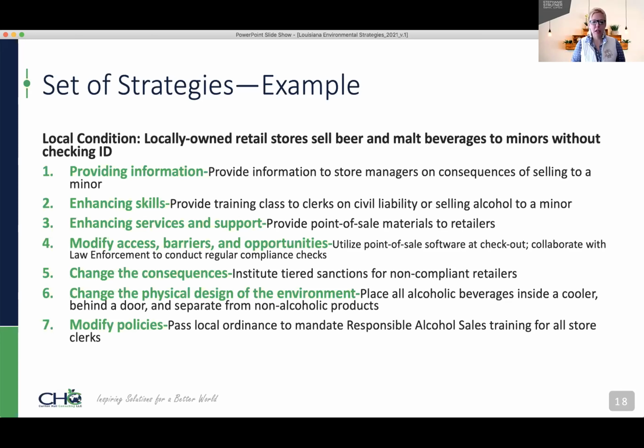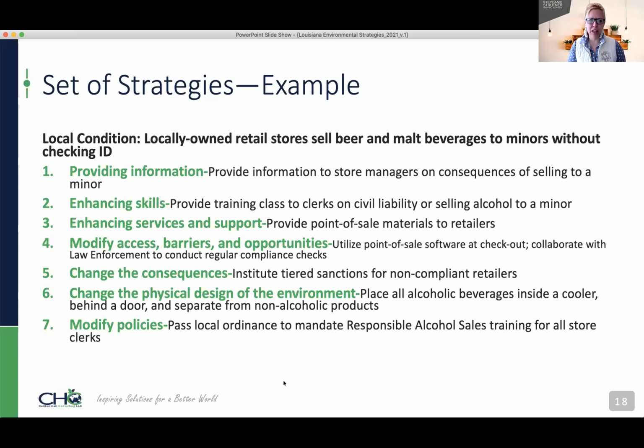So physical design for beer and tobacco and drug paraphernalia sales, especially in stores, can really affect how youth are accessing those products. Modifying policy, like passing a local ordinance to mandate responsible alcohol sales training for all store clerks. So depending on state laws, some states require that people who sell liquor be trained, but not everybody who sells beer always has to be trained. And so making sure that there's consistent training for store clerks, but also that somebody is checking to make sure that the store clerks have had their training and that they're maintaining it.